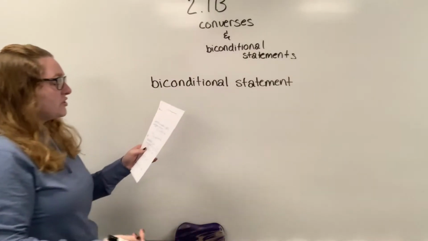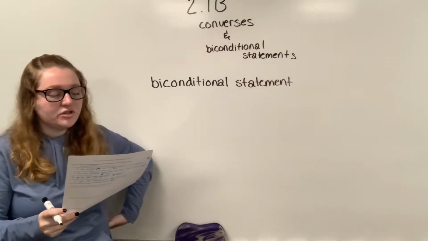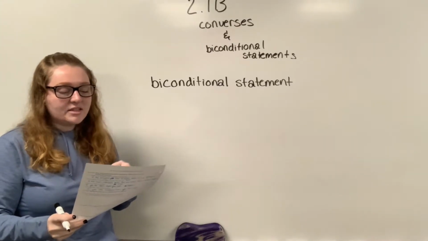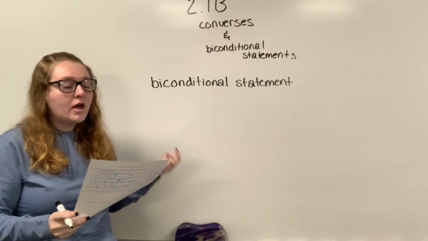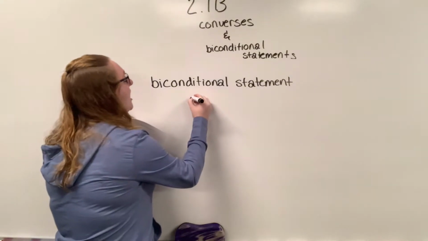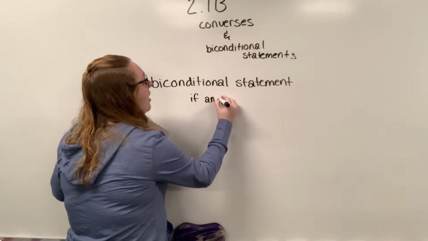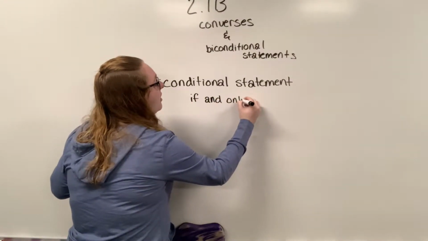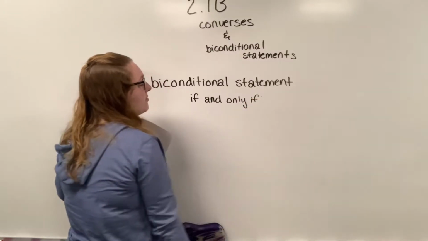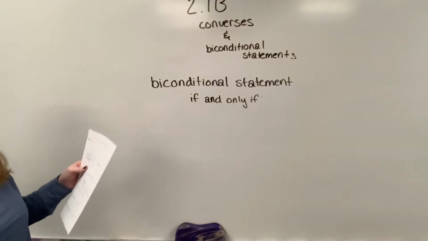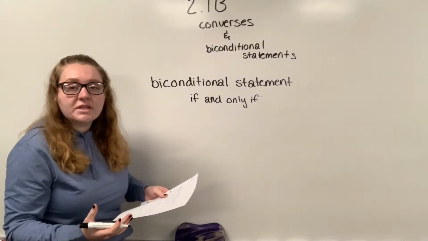The next definition that we're going to look at is called the biconditional statement. And a biconditional statement is when a conditional statement, so the original, and its converse are both true. We can also call this an if and only if statement. Okay? An if and only if statement. So let's do an example of this.